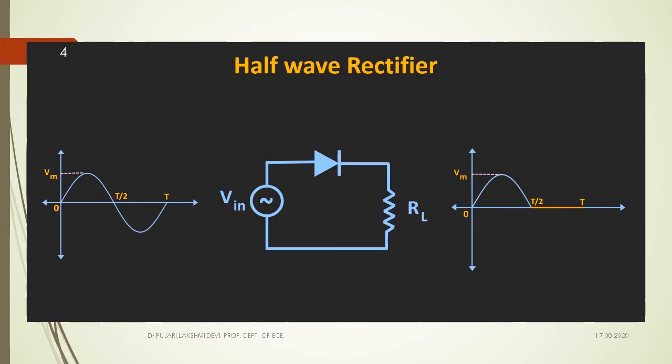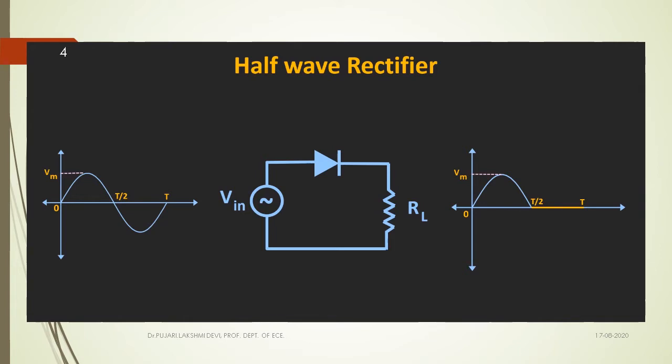If it is in forward bias, it acts as a switch, that is, a closed switch. If it is a closed switch, it allows whatever input we give to appear at its output, the same at its output. That's why during the positive half cycle, we get a similar output like this.